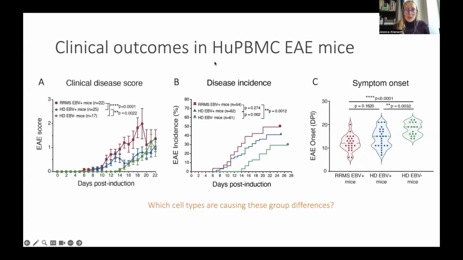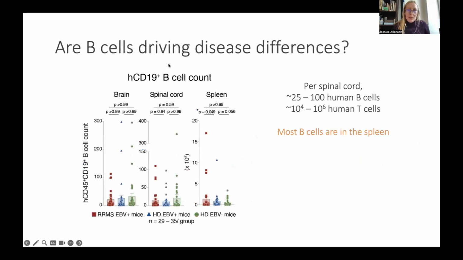So getting back to our question of which cell type is actually causing the difference we see clinically between these groups, the automatic question is, well, is it B cells? EBV is a B cell tropic virus. And in general, something to note about PBMC engrafted humanized mice is that B cells do not tend to survive very well. They get outcompeted by T cell engraftment. And so we generally see very few B cells engrafting.